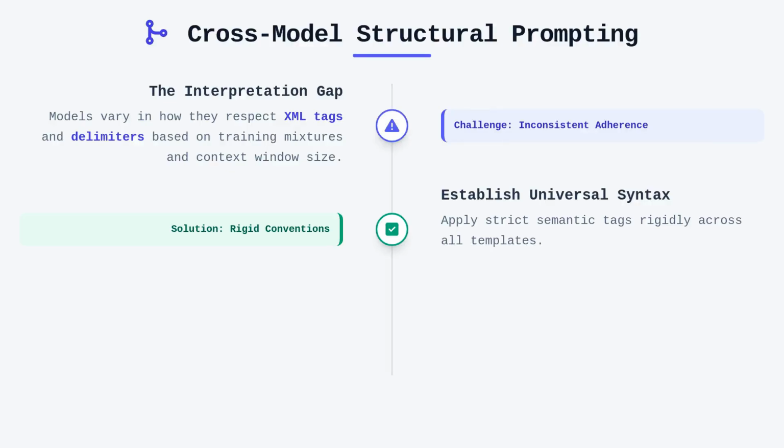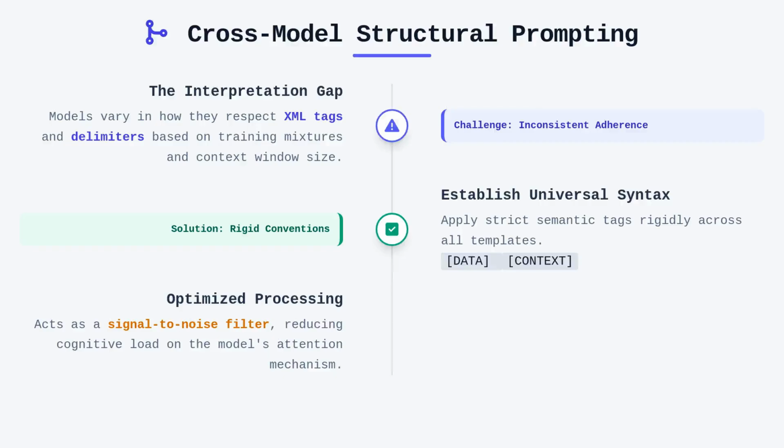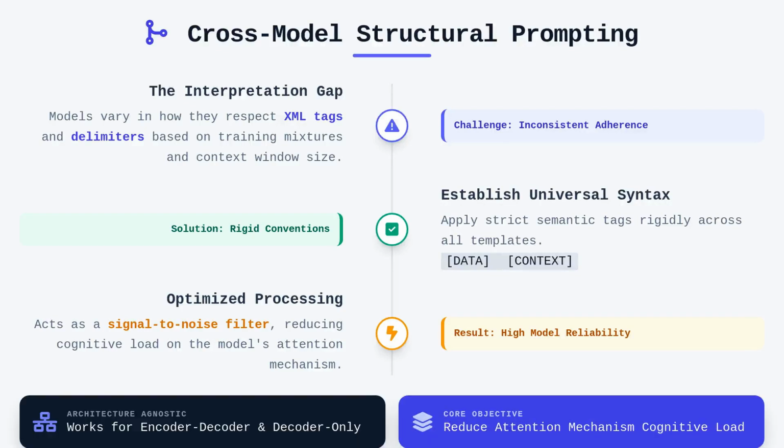If you decide that all external data references should be wrapped in semantic tags like data or context, apply this convention rigidly. This consistency reduces the cognitive load on the attention mechanism of the model, regardless of whether it is an encoder-decoder or a decoder-only architecture. It is essentially about creating a recognizable syntax that acts as a signal-to-noise filter for the model's processing layer.